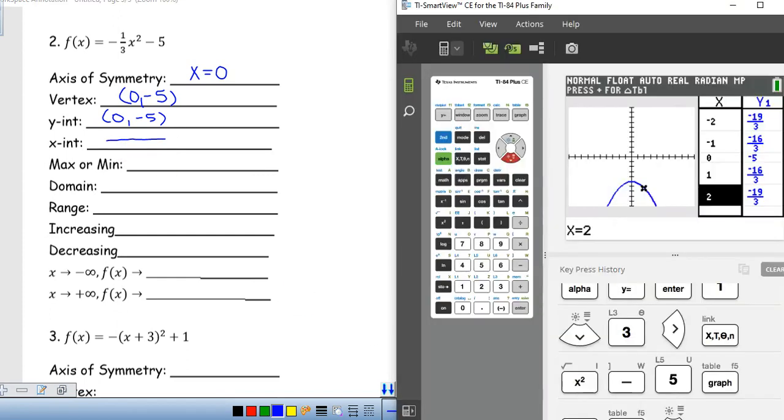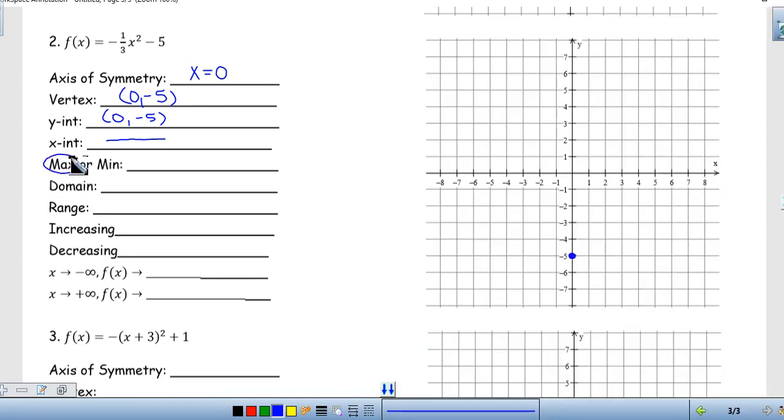All right, looking at the graph again, will this graph have a maximum or a minimum? It can only have one or the other. This one has a maximum because the vertex sits at the top of the parabola. Now remember, when you write your maximum, it is y equals, and it's going to be y equal to the y value in the vertex. So my maximum is at y equals -5.